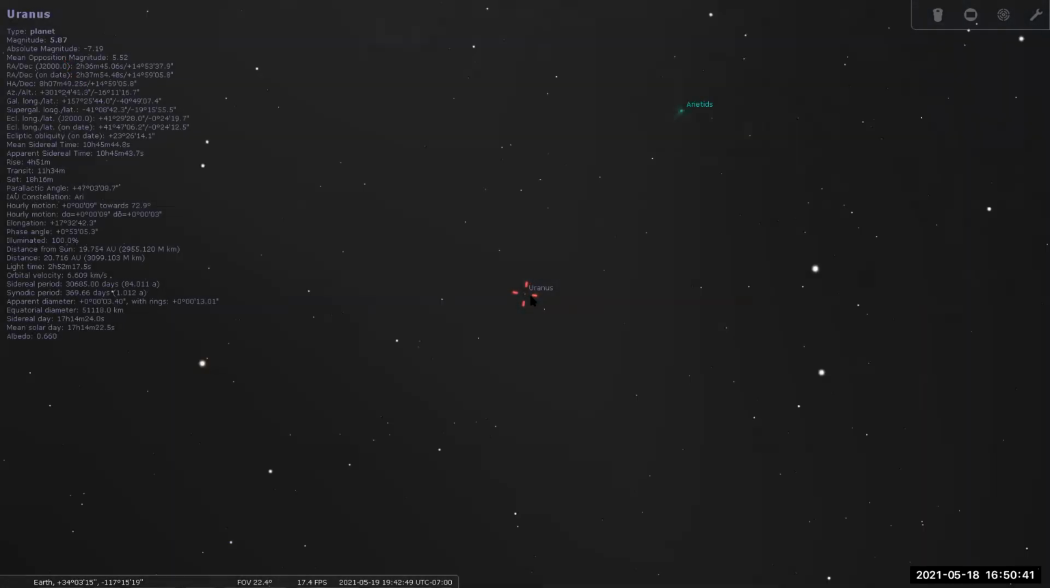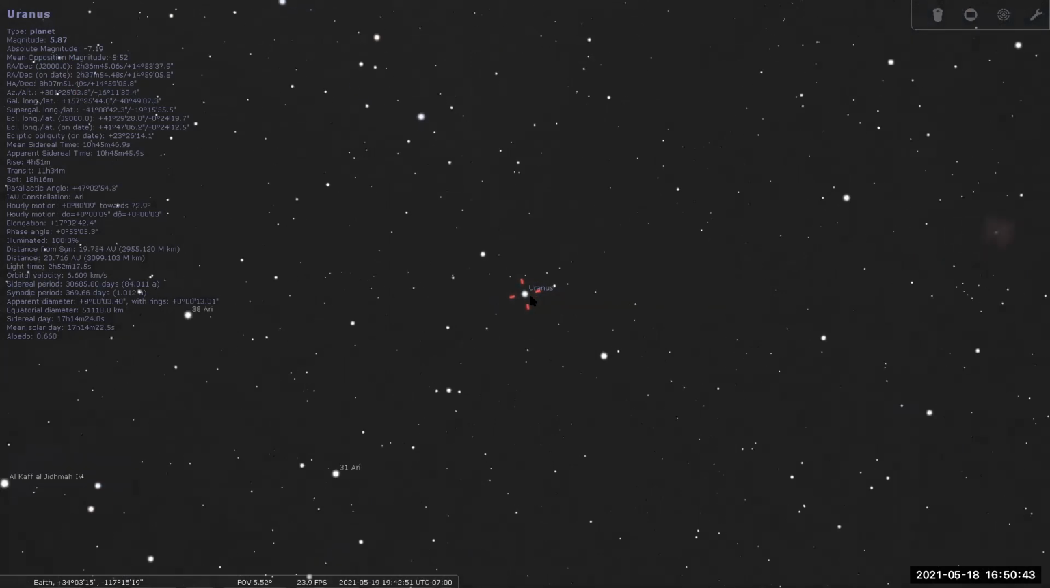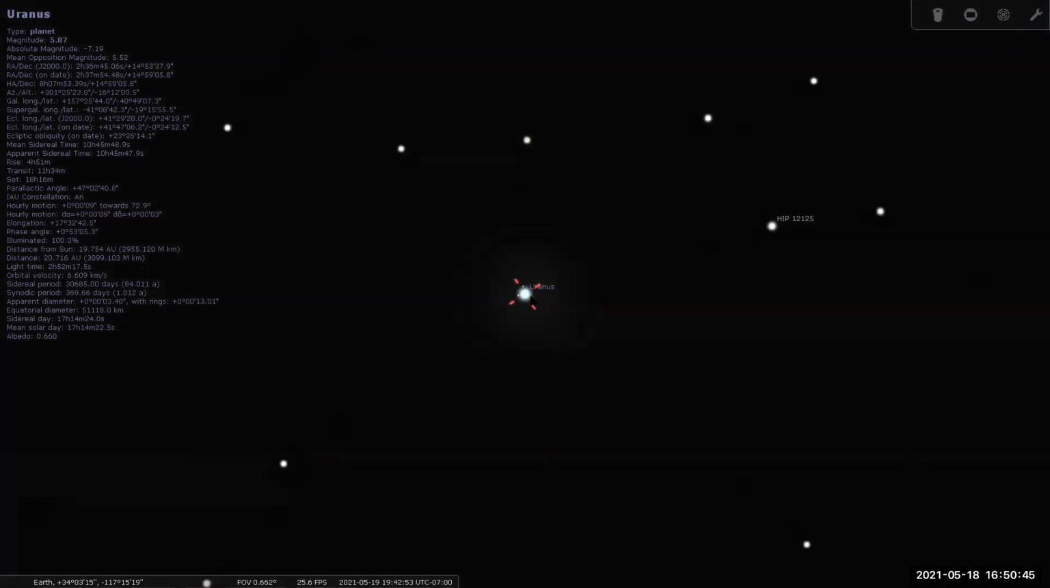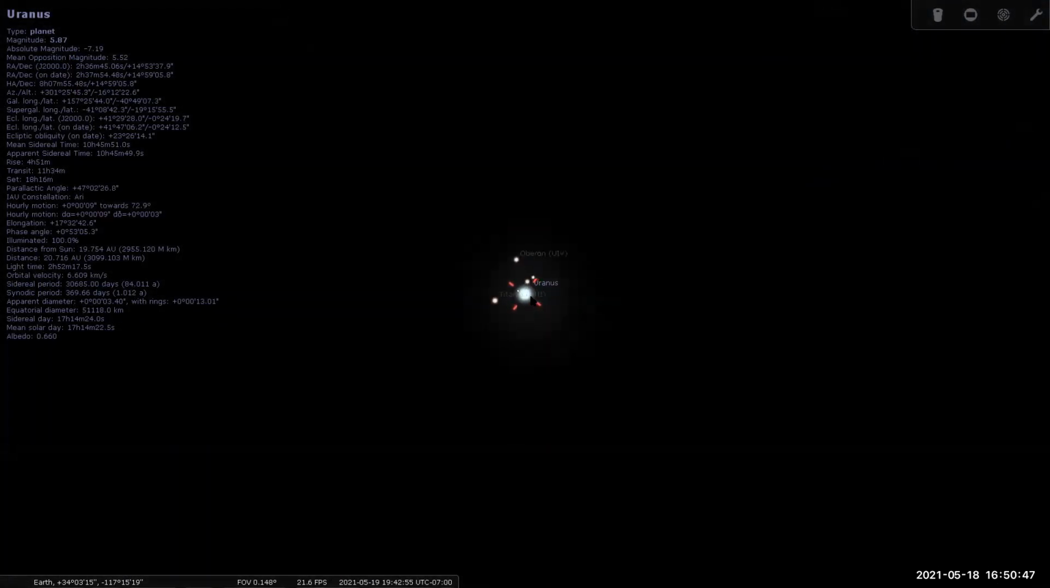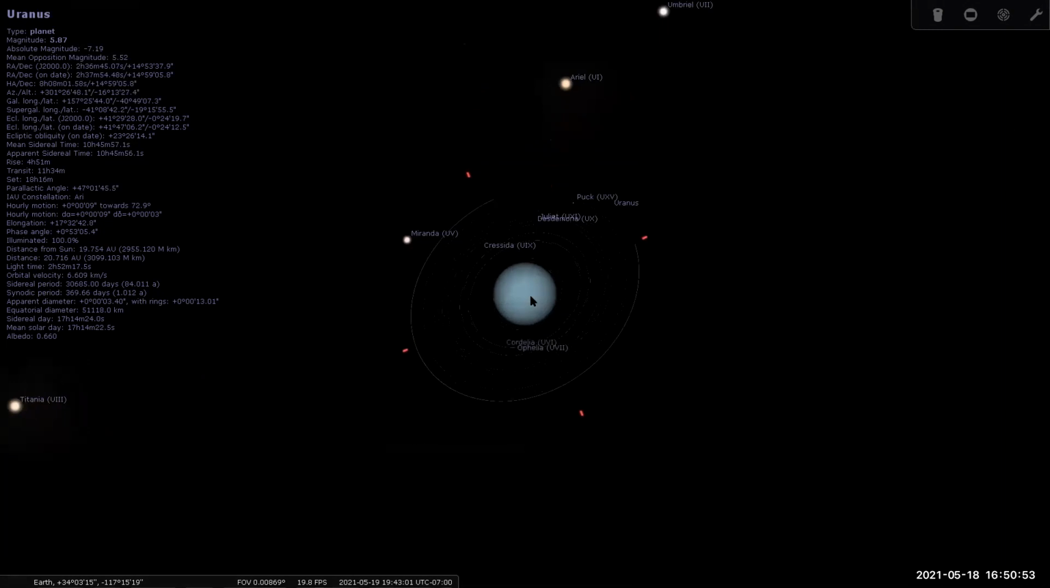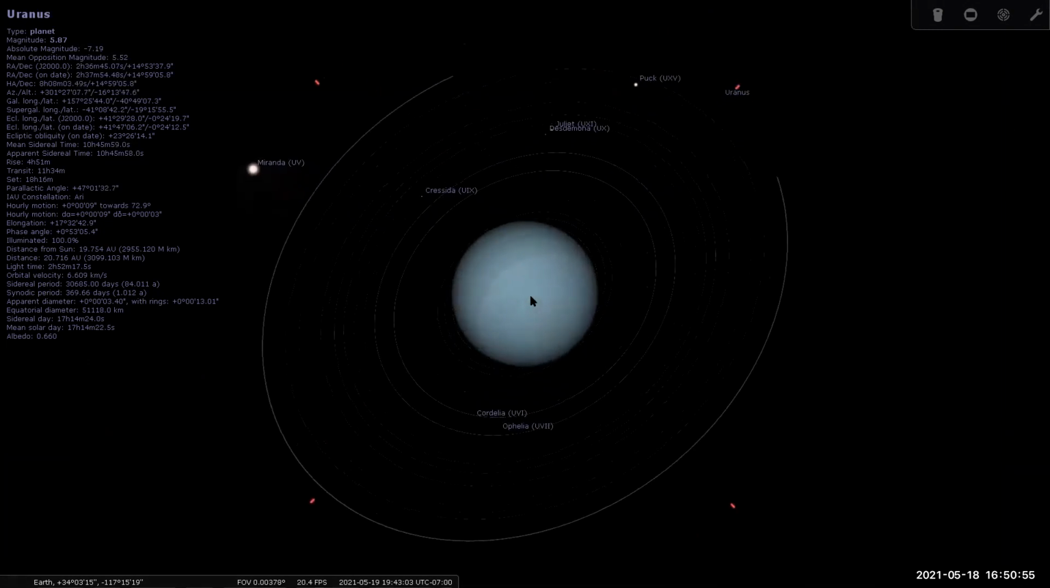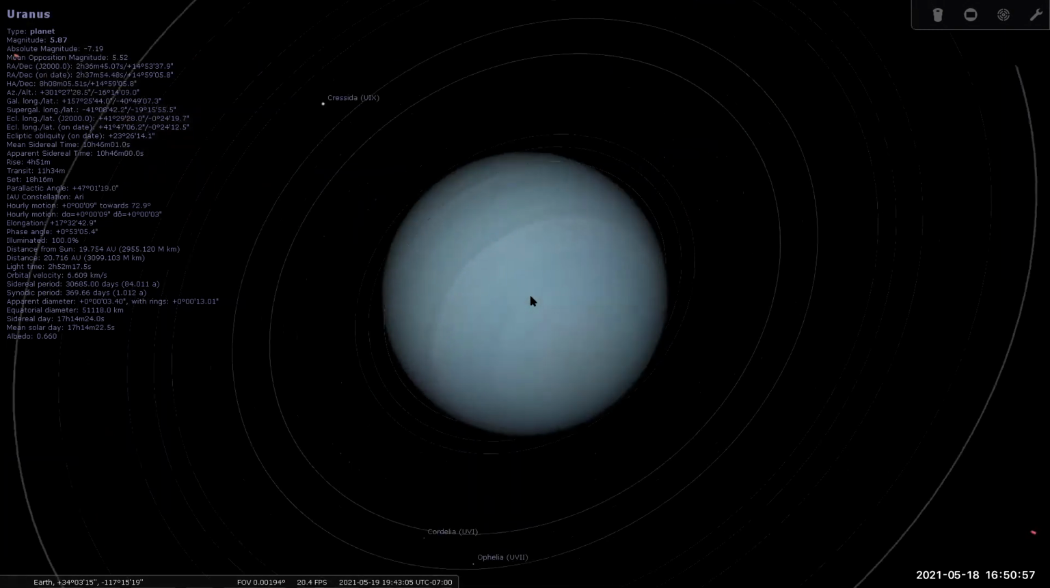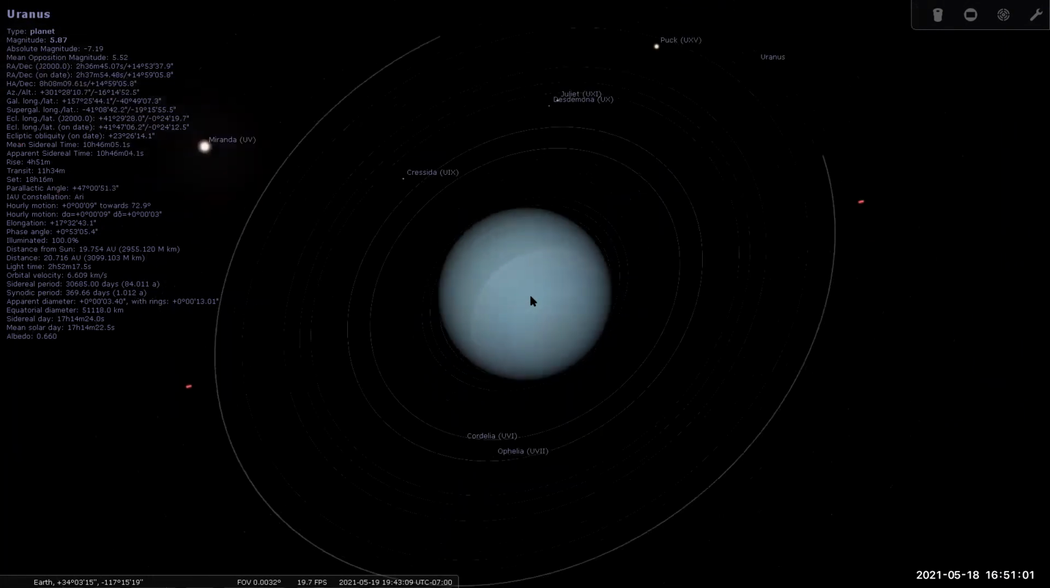Now you cannot see it with small telescopes from Earth. Both Uranus and Neptune have this bluish color, and they have ring systems also, and they have strong winds on their surfaces. As a matter of fact, their winds are a lot stronger than a lot of the other planets. So this is the ring system, and this is how the planet looks like.